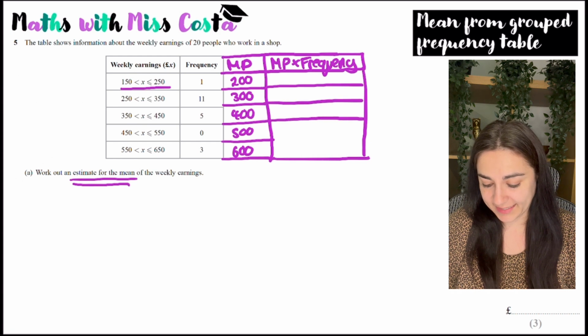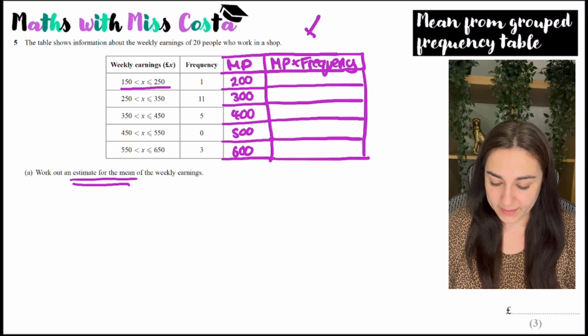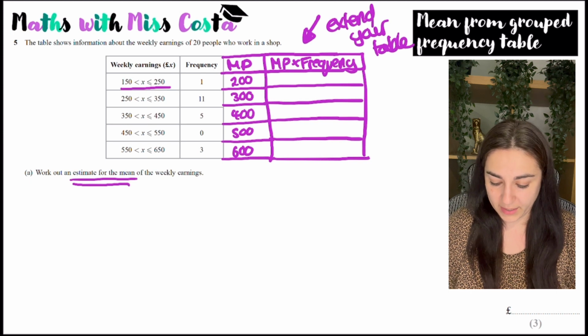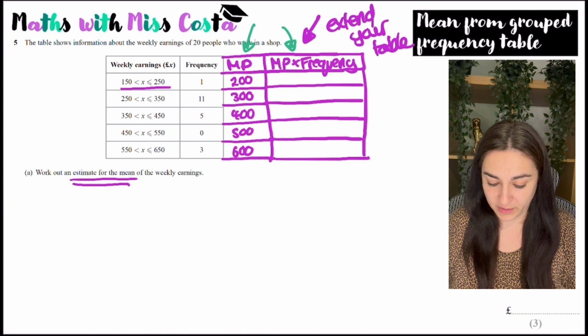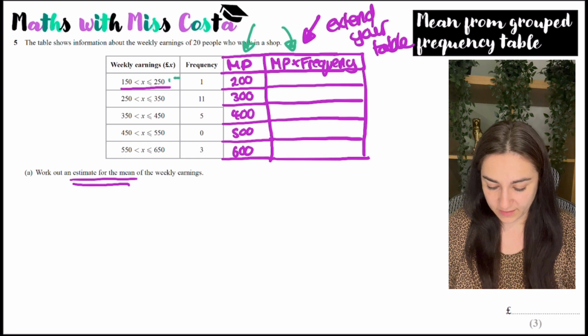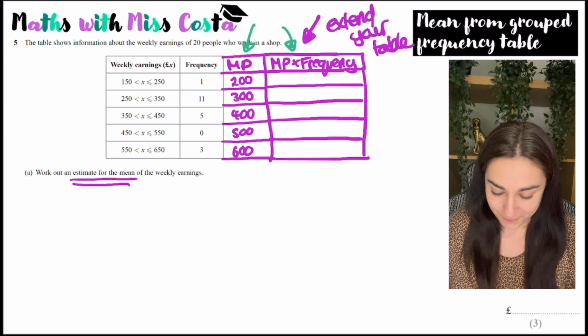Generally, when you're doing an estimate for the mean, whether it's a frequency table or a grouped frequency table, you're always going to want to extend your table, and you're going to want to have a column for the midpoint and your final column for the midpoint times by the frequency. Sometimes you can just do your midpoint in here and do it like that. So you could have done 200 times by 1, 300 times by 11, like that. But you do whatever works best for you.